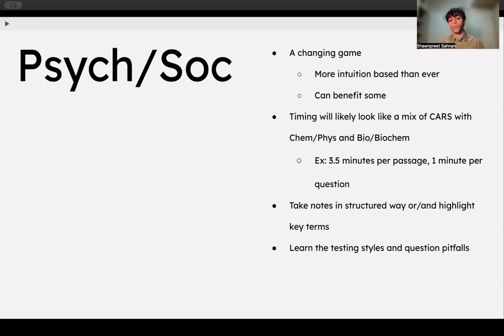Again, taking your notes in a structured way and highlighting key terms is going to be important here, and learning your testing styles and question pitfalls is going to be really important here. Like I said, it's intuition based, so they're going to try and catch you a little, and if you know the pitfalls, then you know how to avoid them.